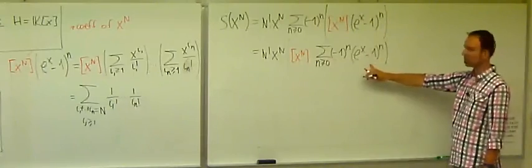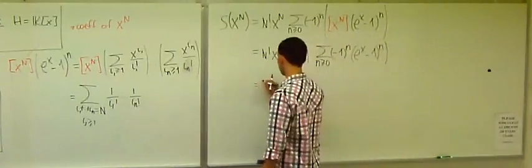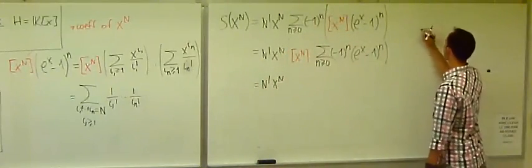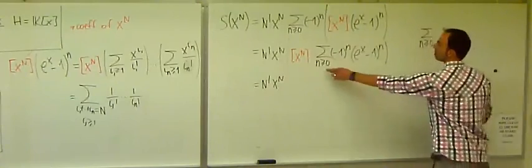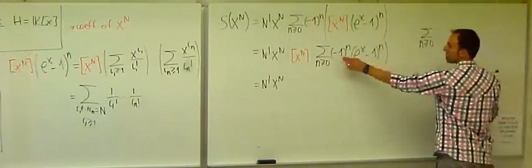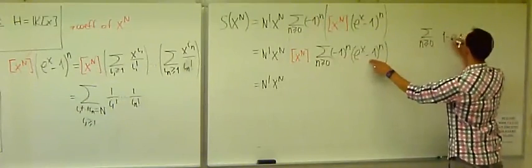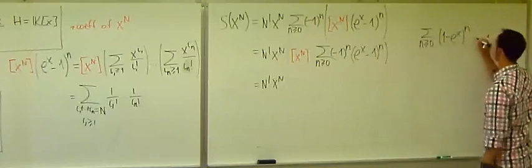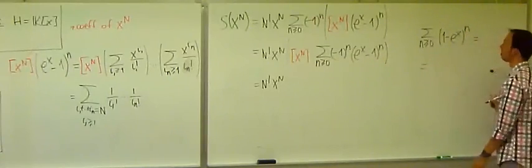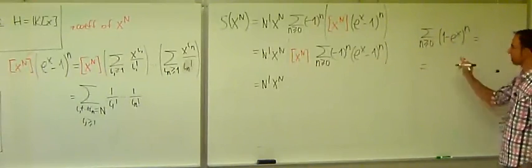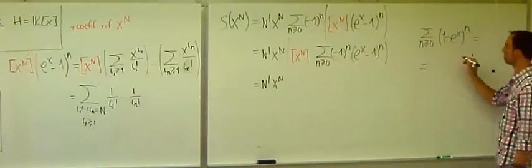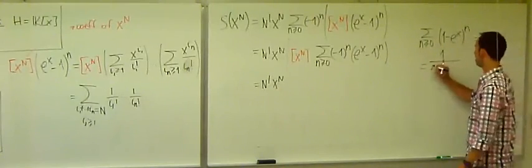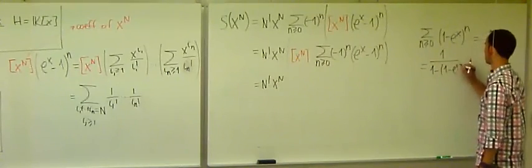It's not a bad sum, right? Because how much is the sum over n greater than or equal to 0 of this? Well, let me just bring the minus 1 into here. I get 1 minus e to the x, to the n. So what's this? This is a geometric series, right? So this is the geometric series, the sum of something to the n. It's 1 minus this.